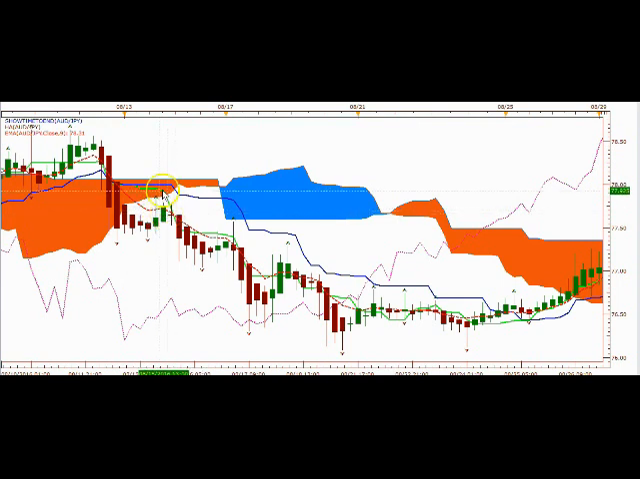Now, you probably wouldn't have missed a trade anyway, because you could see how the Tenkan-sen is coming down, and finally, before we even would have really gotten to the trade, we would have been bouncing off of that level.